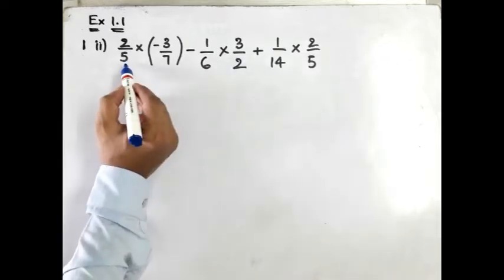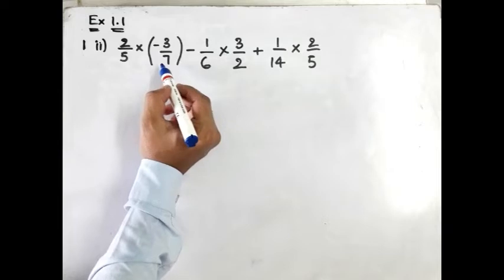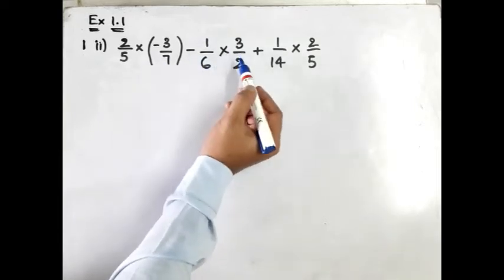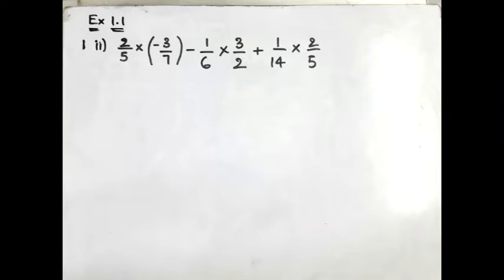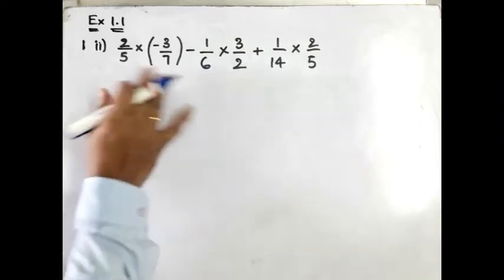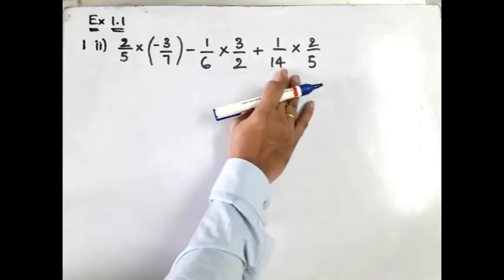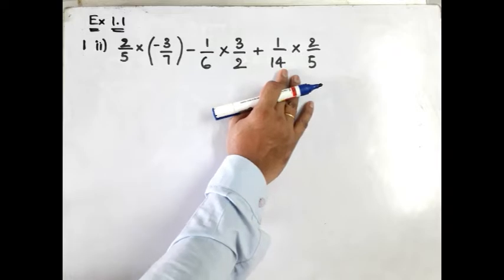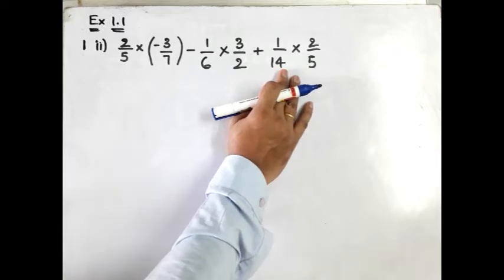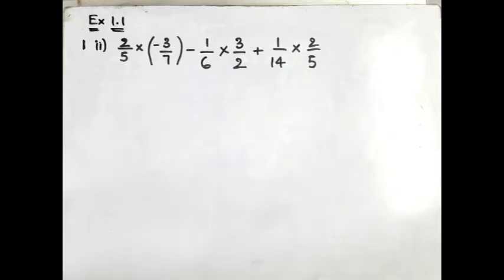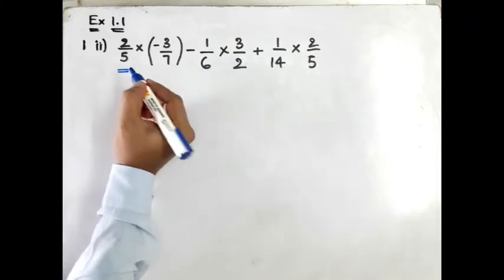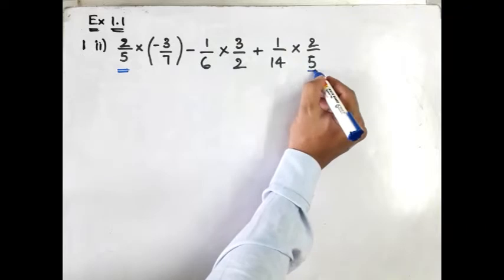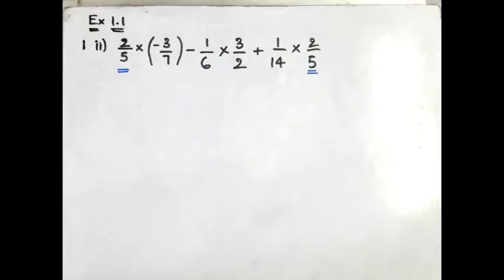The given question is 2 by 5 into minus 3 by 7 minus 1 by 6 into 3 by 2 plus 1 by 14 into 2 by 5. See, you can directly solve this, but as they clearly told us to use appropriate properties to find the value of this, first look. Here we have the rational number 2 by 5. Here at the last term also 2 by 5.